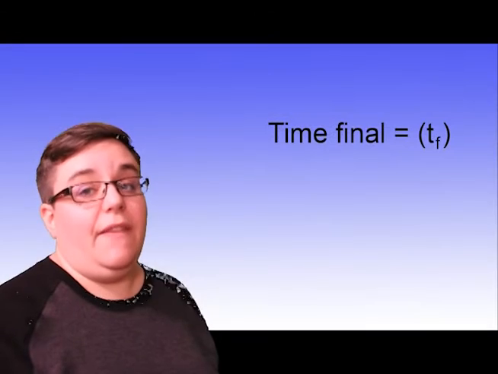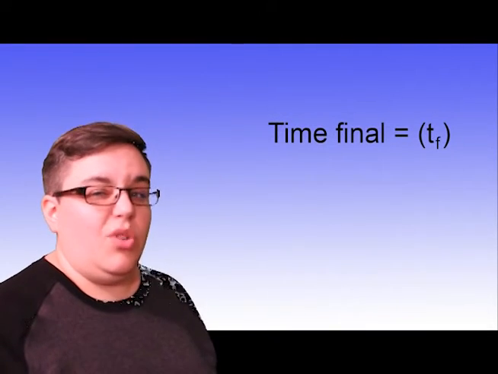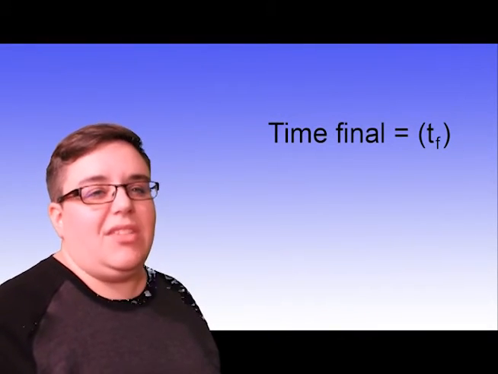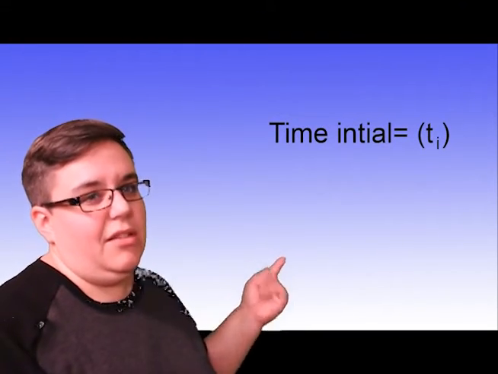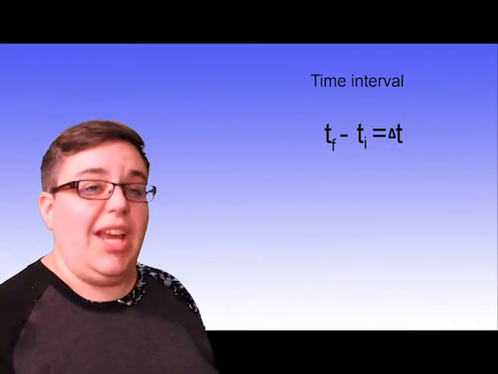That means in order to discover the distance traveled over a given period of time, you need to be able to calculate intervals. This is done by taking the final time, or tf, and subtracting the starting or initial time, ti. Looks like this. The time interval is the change in time and is represented by delta t.